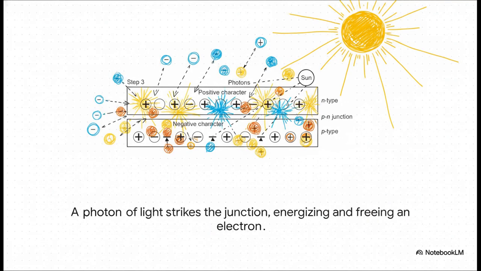And now for the magic moment. A photon, a single particle of light from the sun, comes flying in and bam! It strikes the silicon. If that photon has enough energy, it transfers it to an electron and knocks it loose from its atom. This is it. This is the exact instant that solar energy gets converted into electrical potential.